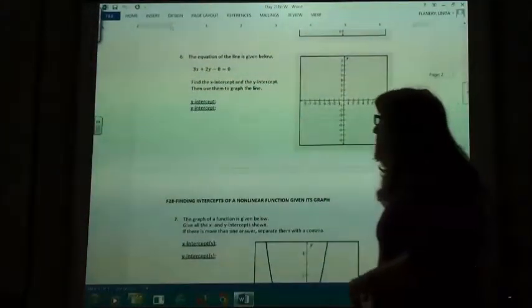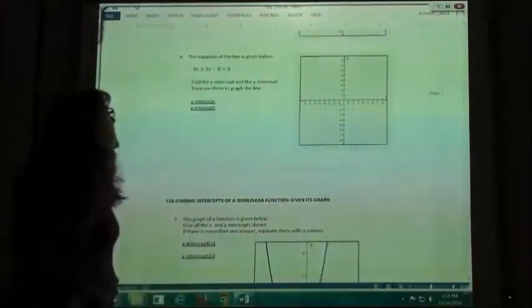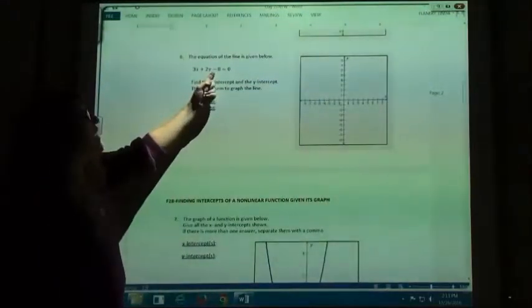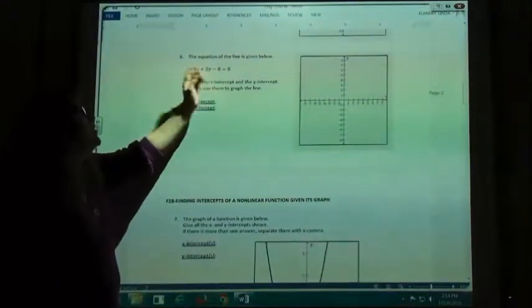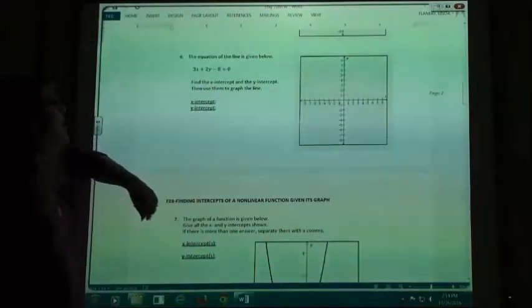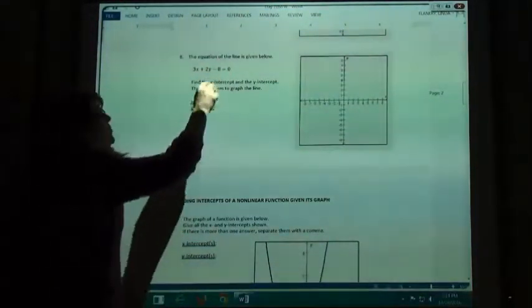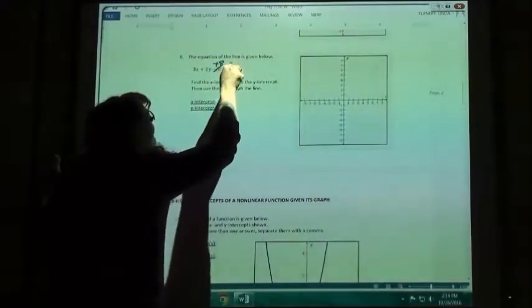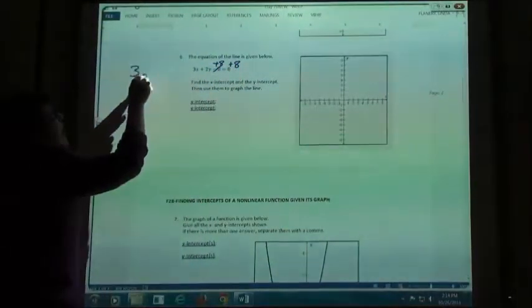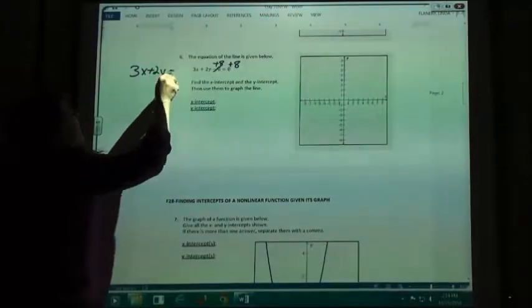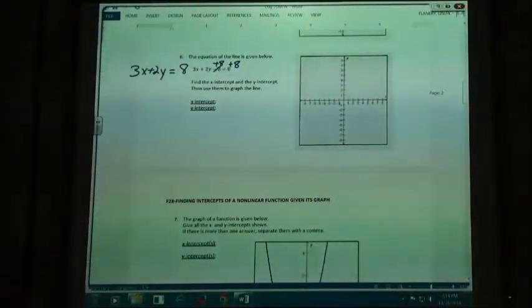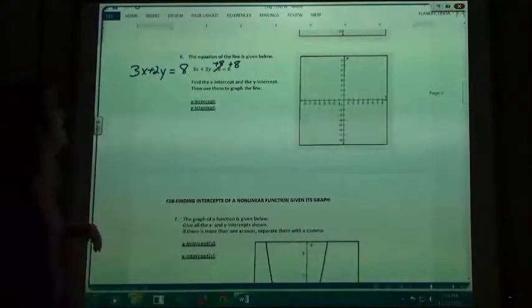So on number 6, notice we're not quite in standard form because the 8 is over on this side of my equation. So before I do my x and my y-intercept, I'm just going to make sure it's in standard form by moving my 8 to the other side. So I would have to add the 8, and I would have 3x plus 2y equals a positive 8 then. Now that it's in standard form, I can go ahead and find my x and my y-intercept.